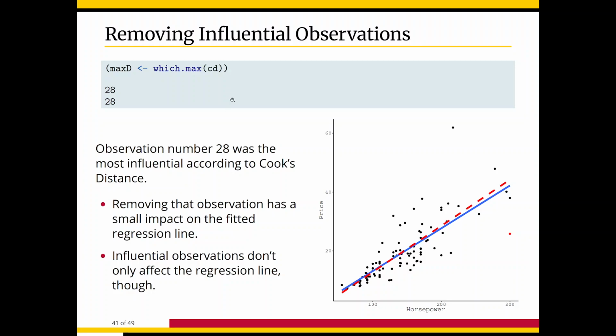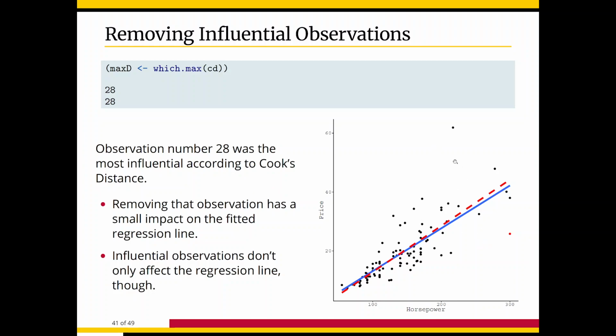So in this case, let's exclude the most influential case according to Cook's distance. And it's actually pretty easy to find this. If we have the vector of Cook's distances, which we calculated before, we call it CD, we can use the which.max function, and that will give us the index for the maximum entry in this vector. In this case, that is the maximum Cook's distance. That's number 28. So observation 28 has the largest Cook's distance. So according to Cook's distance, that's the most influential observation. So let's go ahead and exclude it and see what happens.